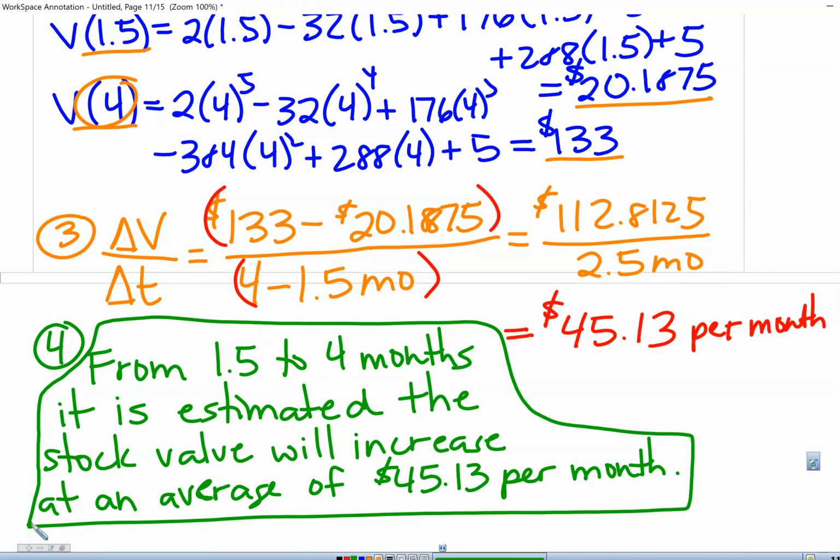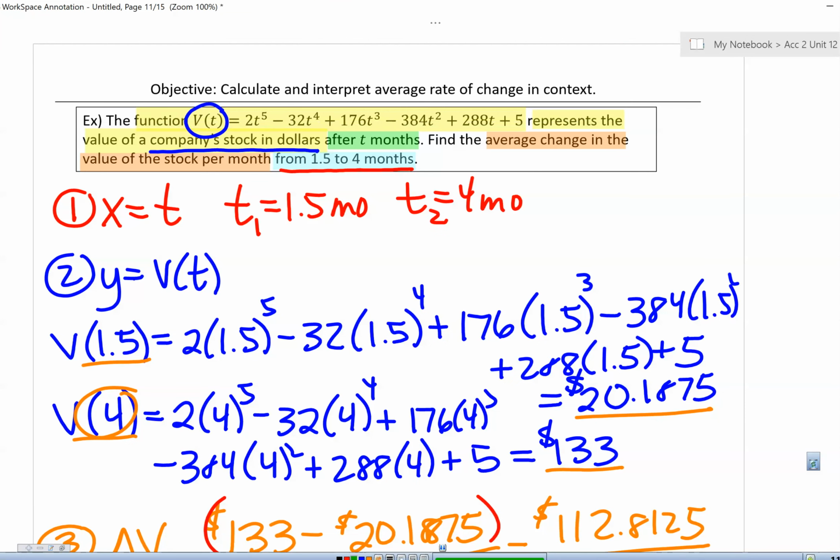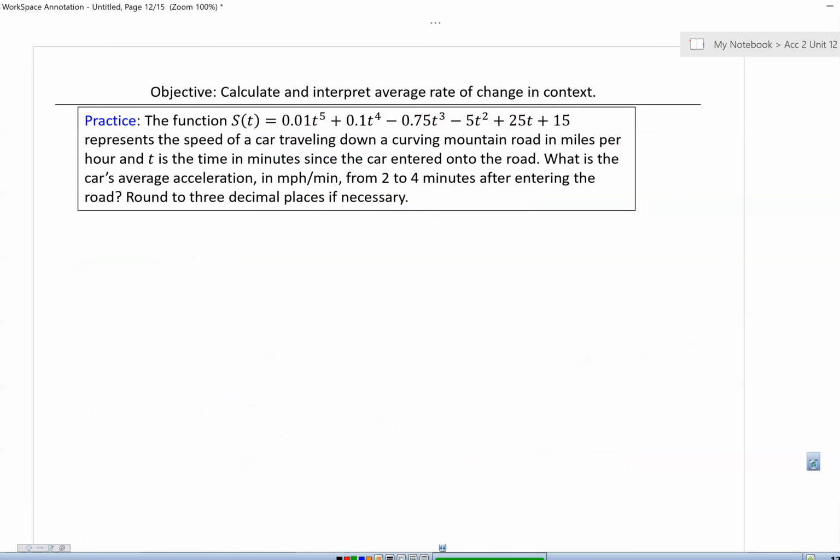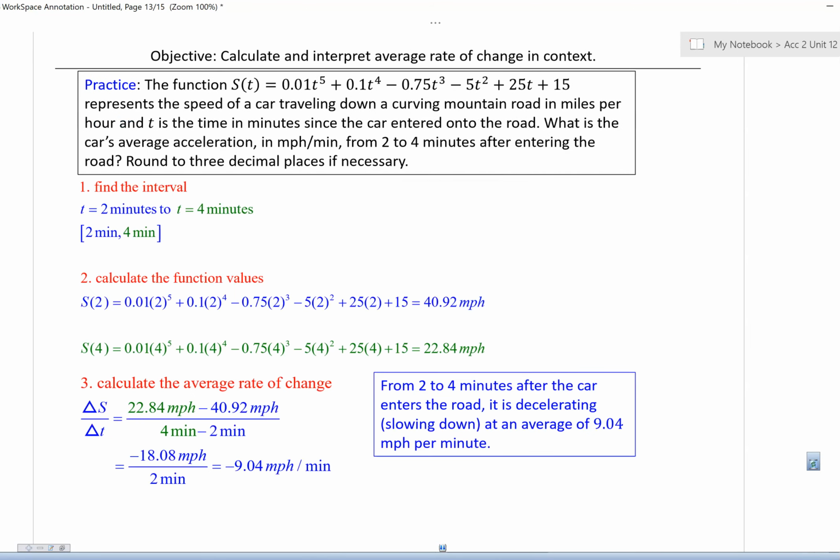All right, let's try a practice problem. All right, here's your practice problem. Pause the video, give this one a try. All right, let's take a look at the results.